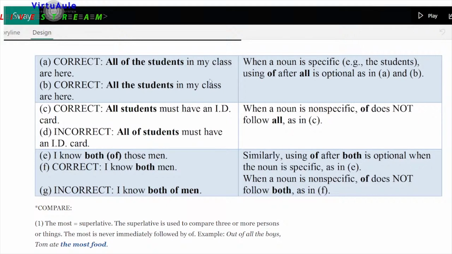Now I'm not talking about the students in my class, because in A and B we are talking about a specific group of students. Instead, with all students, I'm talking about all of the students in the context. If this is the students in the university or students in the world, we don't know. You have to understand that from the context. But the context is every student that is possible must have an ID card. I'm not talking about the ones in my class.